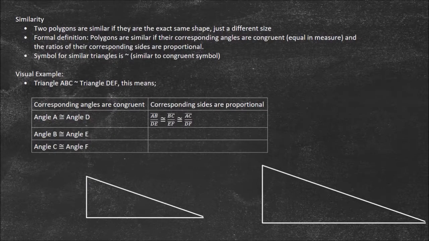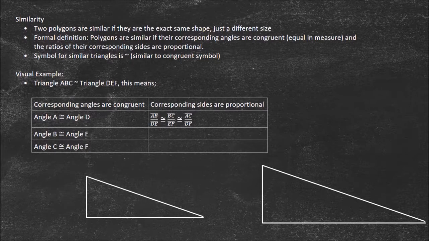Hello and welcome to today's video where we're going to talk about some basic examples with numbers, so numerical examples of similarity. To touch on what we talked about in the last video, just an introduction to similarity. Two polygons are similar if they're the exact same shape but a different size, but they have to be proportional. So the size differences have to be proportional and the angles have to be congruent.